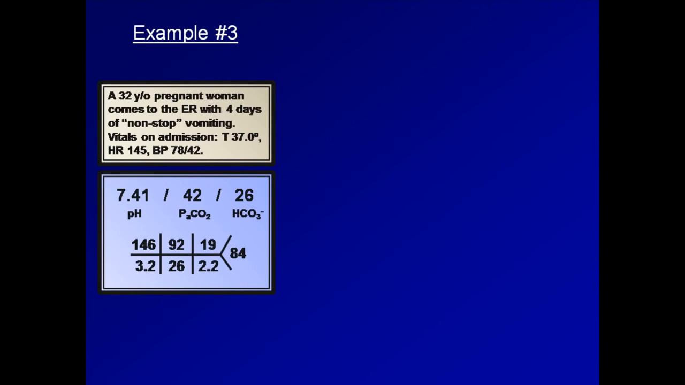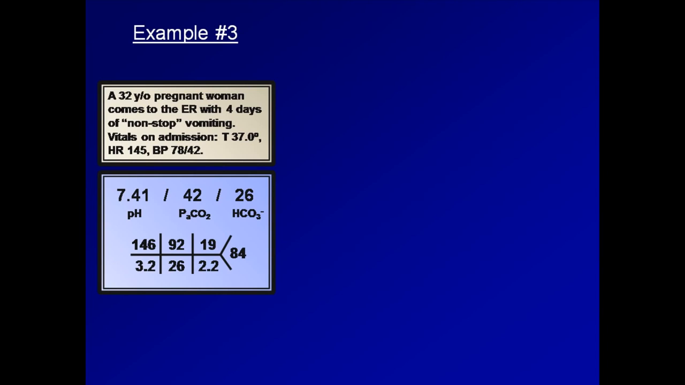Last, example number 3. A 32-year-old pregnant woman comes to the ER with 4 days of nonstop vomiting. Vitals on admission: temperature 37.0, heart rate 145, blood pressure 78/42. This example is interesting because the patient has a normal pH, normal PCO2, and a normal bicarb.